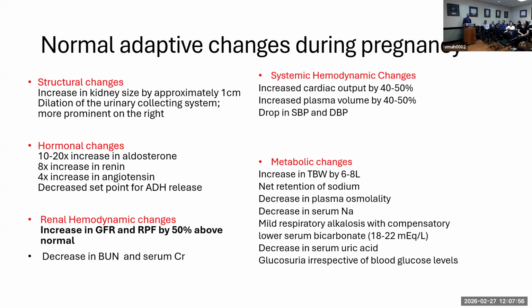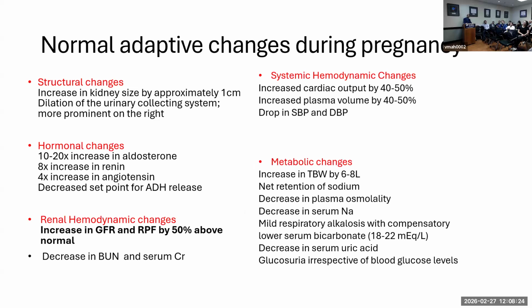So, to briefly go over the normal adaptive changes during pregnancy. There are structural changes, where you have an increase in kidney size and dilation of the collecting system, more prominent on the right. That's because of the uterus and some compression on the right side, as well as hormonal changes. Specifically for hormonal changes, you have a 10 to 20 times increase in aldosterone and an increase in renin and angiotensin.